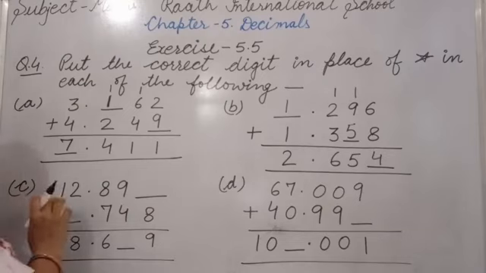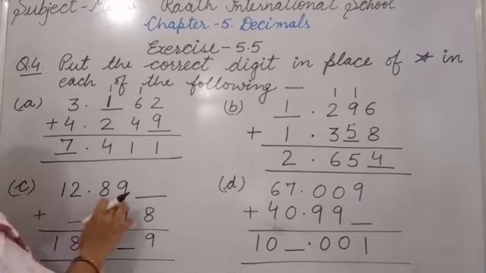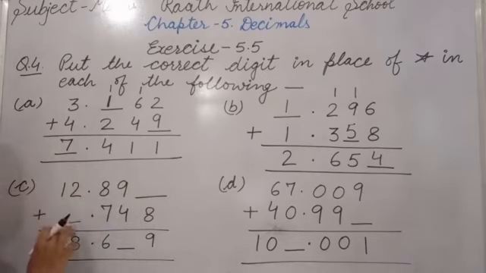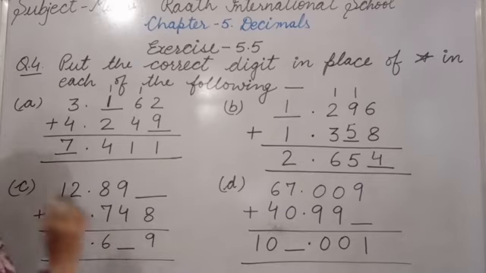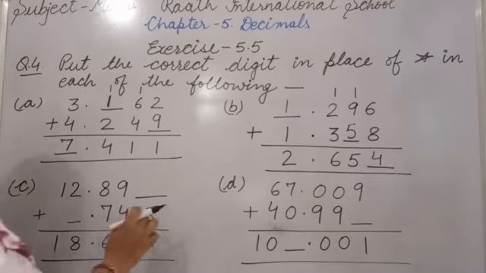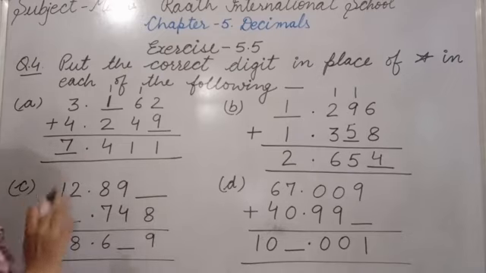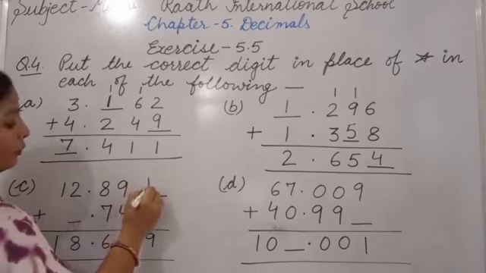In C part there is 12.89 blank, then blank 0.748. Okay. So now in the answer we have 18.6 blank 9. So in 8 what do we add? Then we can get 9. So 8 plus 1, 9. So we will use here 1.